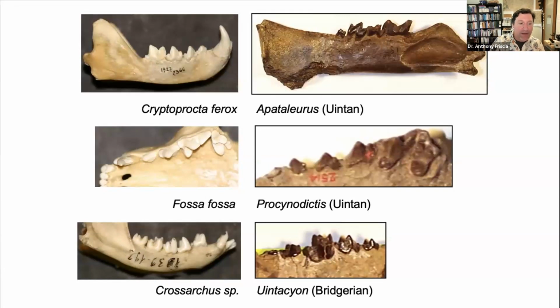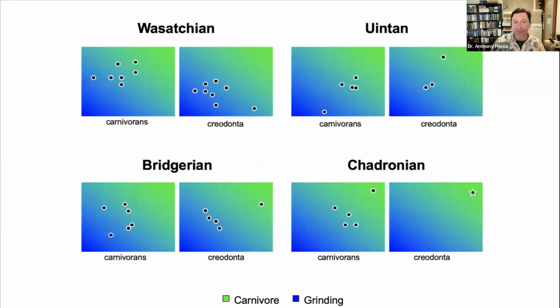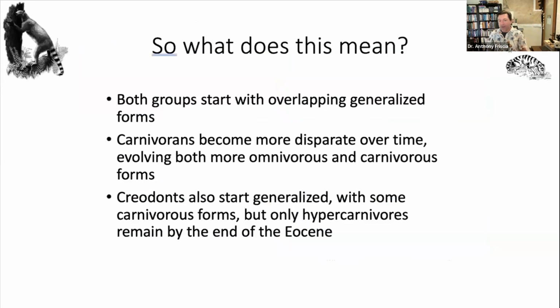And when I did that, and I looked at a bunch of different taxa, you can make all sorts of pretty graphs that show basically how they fill the ecological space. I won't go into the math or the stats here, but basically what you find is kind of what I expected, that both groups started off with overlapping, kind of generalized forms where they both filled similar sorts of niches. But over time, the carnivorans became more disparate. They evolved omnivorous forms, more carnivorous forms. They evolved insectivorous forms. They basically just filled up the space more.